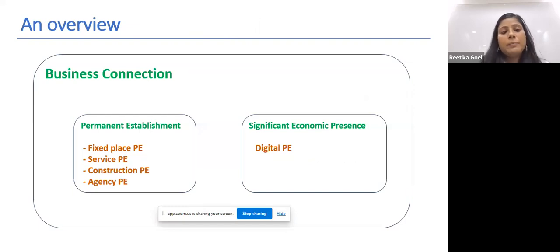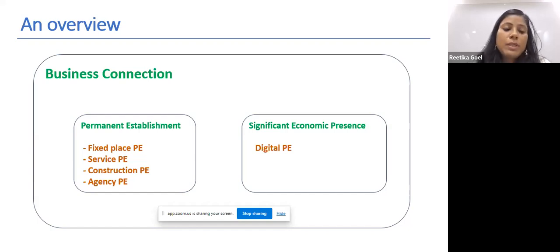Coming back to the same slide, in the tax conventions, the permanent establishment definition. In domestic law, they talk about business connection, but in treaties, they don't use the word business connection, rather they define permanent establishment. And permanent establishment is a subset of business connection because it only takes care of a few activities which are covered under business connection.